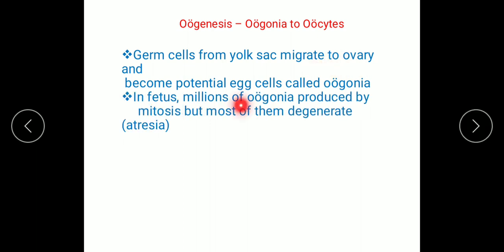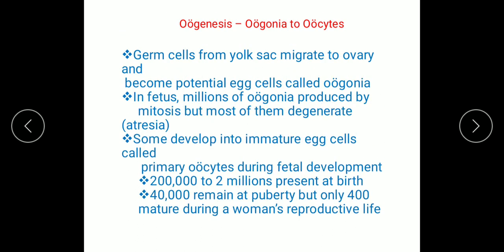In the fetus, millions of oogonia are produced by mitosis, but most of them degenerate. Some develop into immature egg cells called primary oocytes. Oogonia are the parental or mother cells of egg formation.